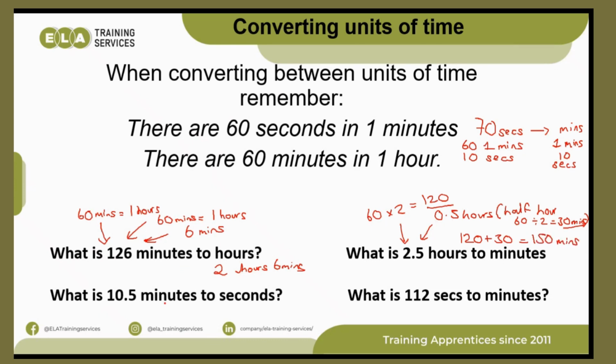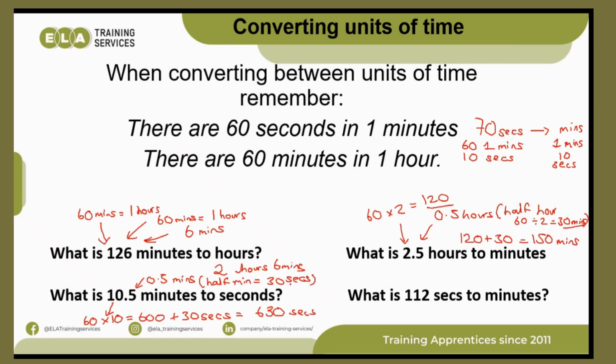And then next we've got what is 10.5 minutes to seconds. So we know there's 60 seconds in a minute, and we want 10, so we're going to do 60 times 10, which is 600. And then you've got 0.5 of a minute, or half a minute, which is 30 seconds. So we're going to do 600 add 30 seconds, which is 630 seconds.